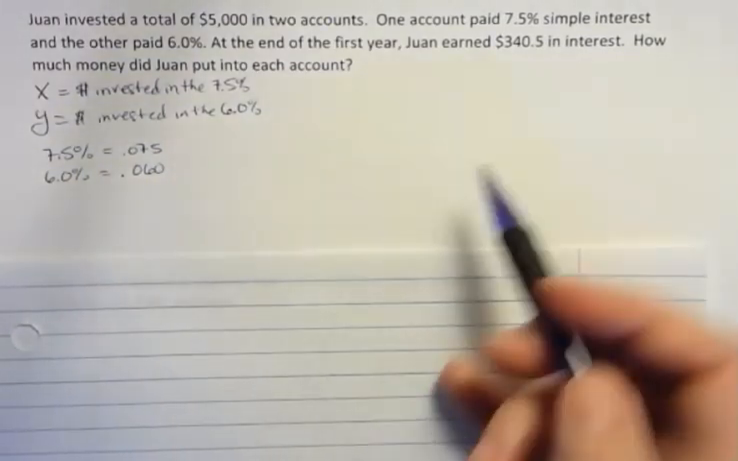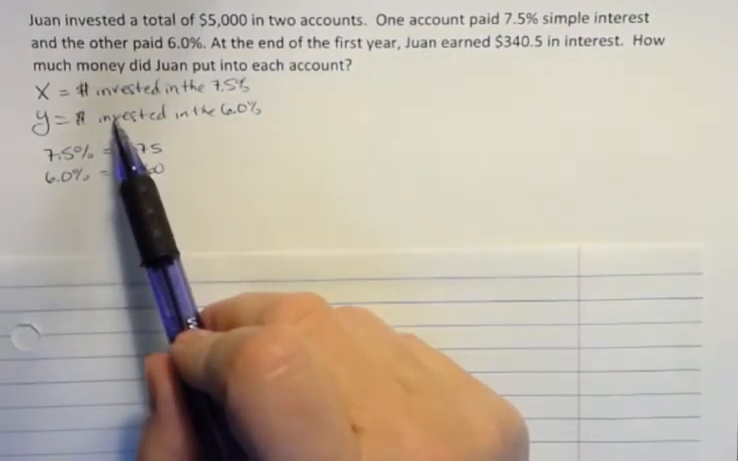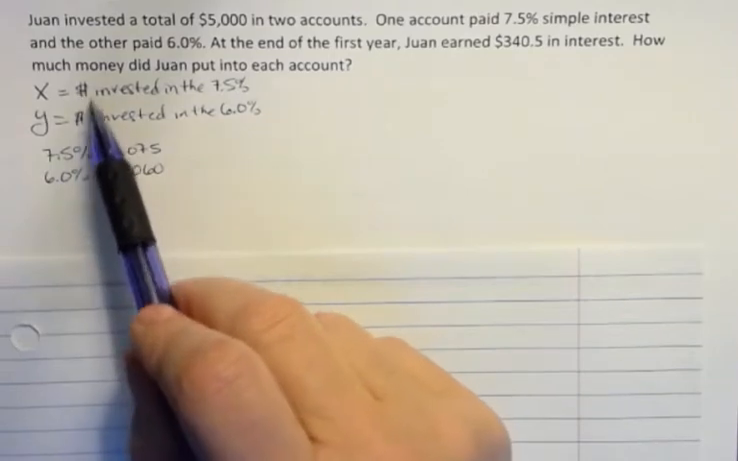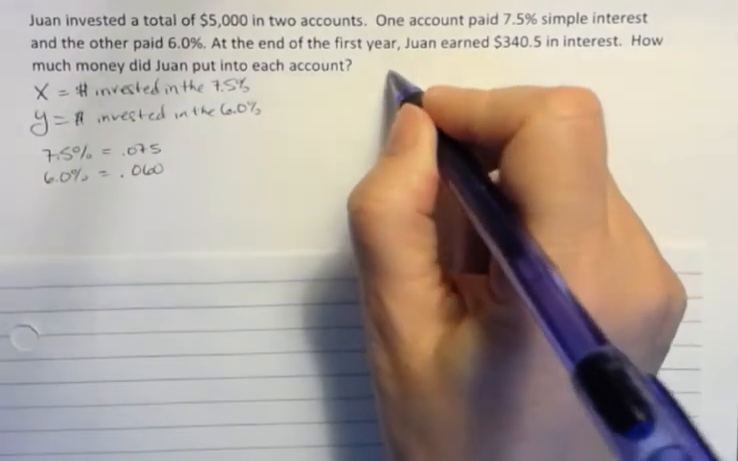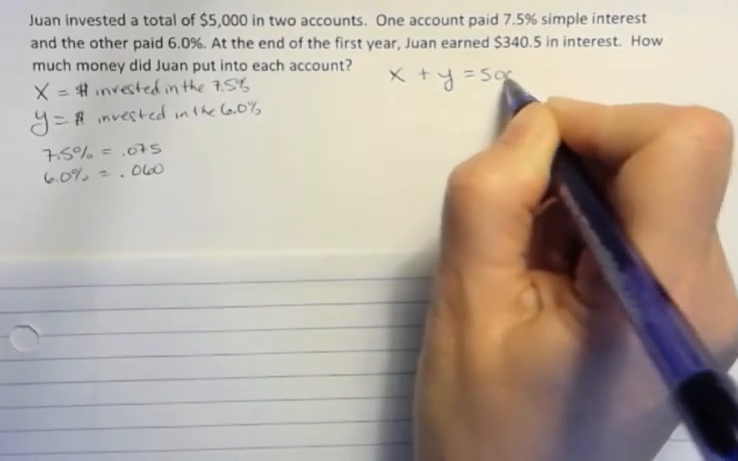So the first thing we know is that the two accounts had a total of $5,000 invested, and so the money invested in x and the money invested in y should equal $5,000.